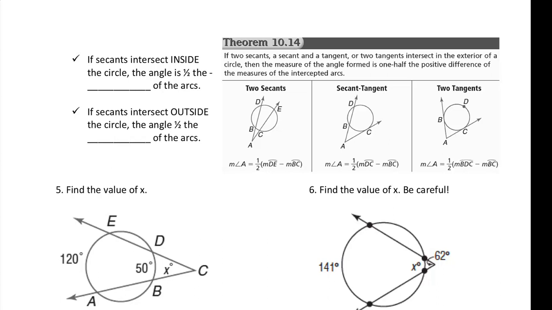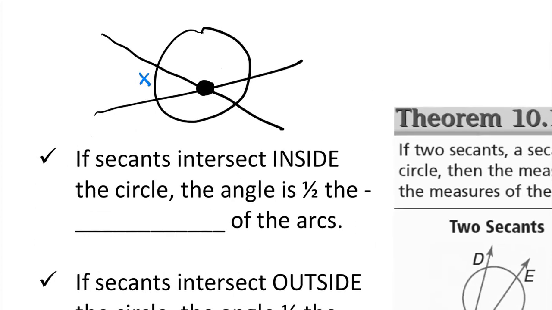If secants intersect inside the circle, so here's a circle, you have a secant line, and they intersect inside the circle. What we talked about was, if this is a y and this is x, the arc here and the arc here, to find this angle alpha, we would add the two and divide by 2. 1/2 the sum, that is. So we would do 1/2 the sum of the arcs.